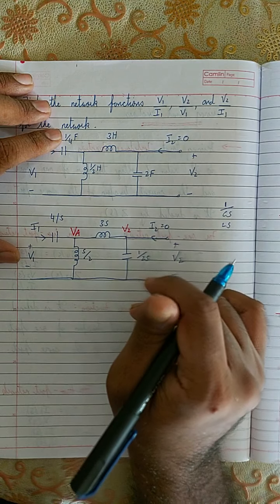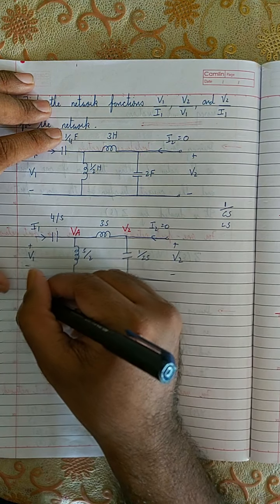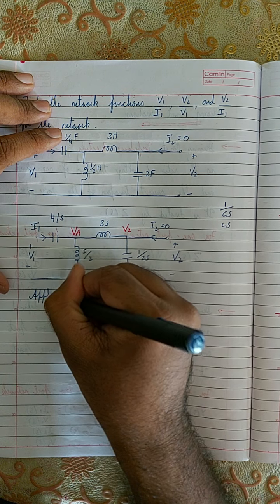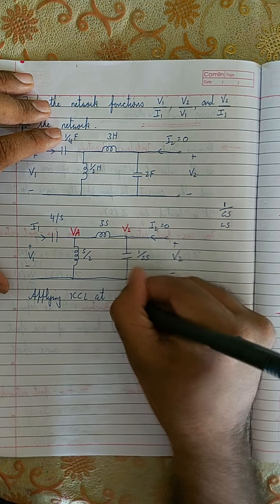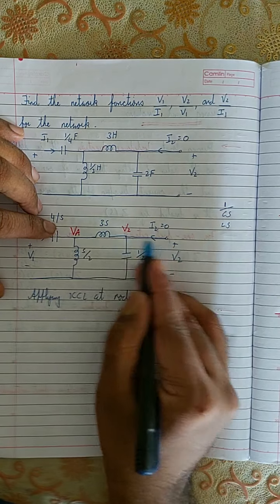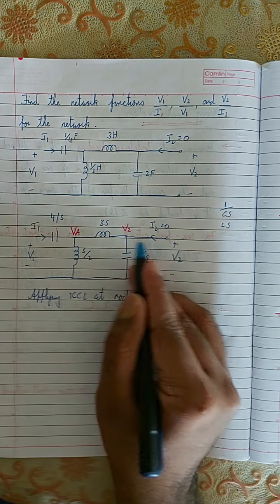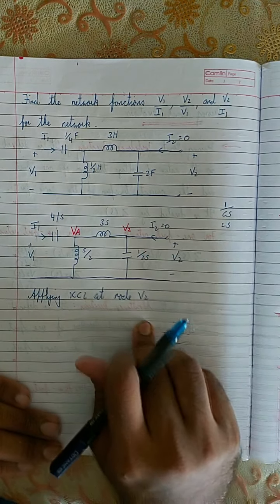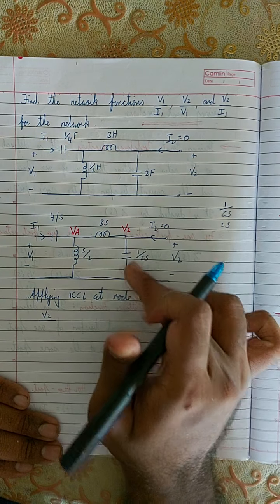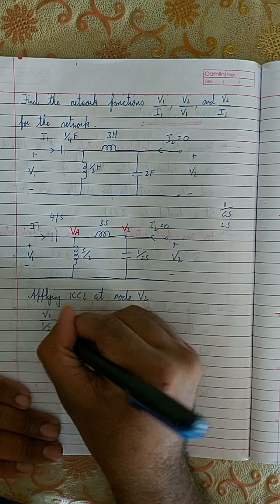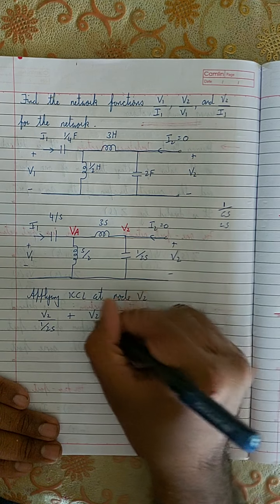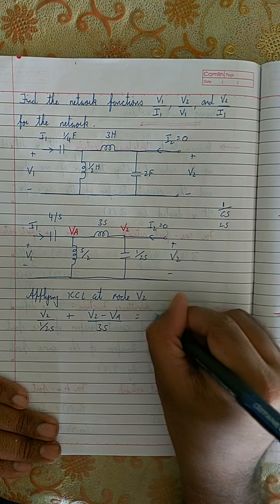Okay, so here it is V2, right? So the equation will be, applying KCL at node V2. Okay, so what do you get? This is V2 because this entire connection is V2. There is no obstacle between them. That is why this is V2. So the equation is (V2 minus 0) by (1 by 2s) plus (V2 minus VA) by 3s is equal to 0.